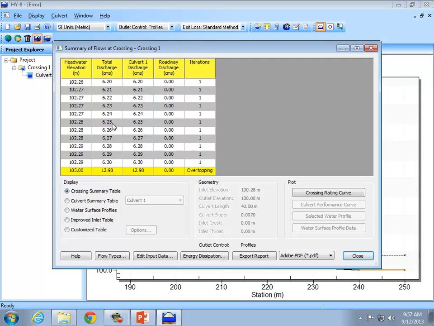Analyze crossing. Okay, so 6.25. So this other analysis that we just did, so it's Q, and this was 45-degree wing walls. Q was 6.25 cubic meters per second for the same headwater depth. So you're able to pack a little bit more flow through the culvert if you've got that transition zone there.